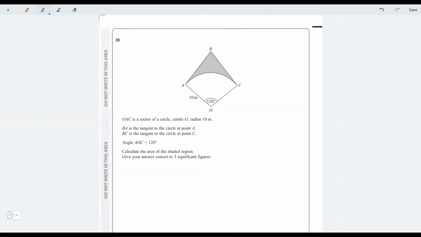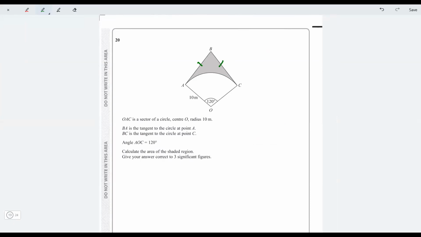So, question 20. We have got a sector of a circle. The radius is 10. It tells you BA is a tangent and BC is a tangent from the same point, so they're going to have to be the same. We've got the angle 120. We have to calculate the area of the shaded region.